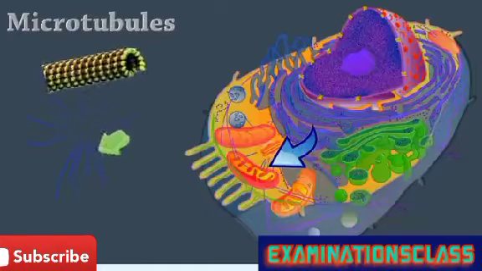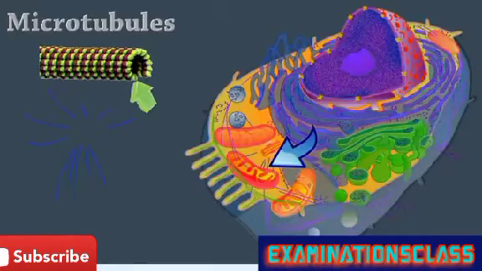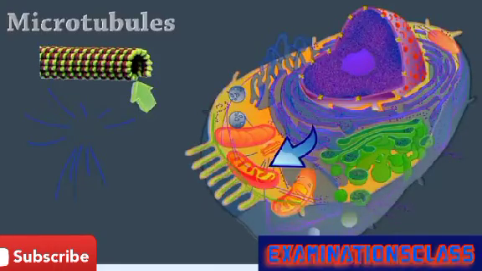Microtubules are cylindrical structures made of tubulin proteins. They support the cell and give it shape. They're involved in intracellular and cellular movements and form centrioles.